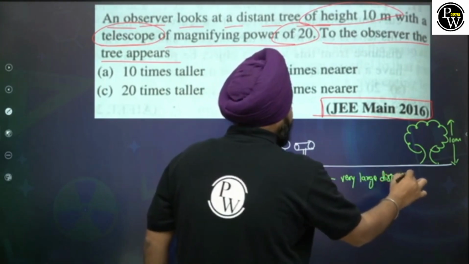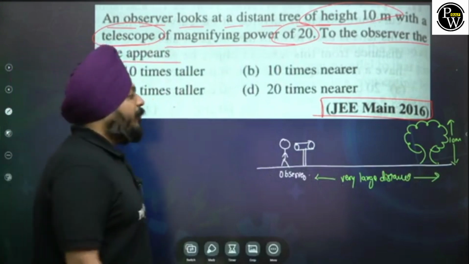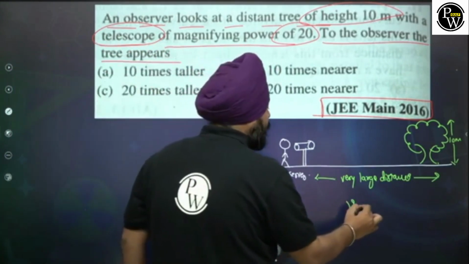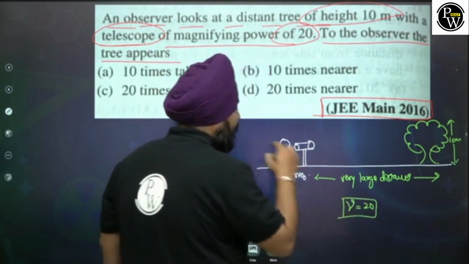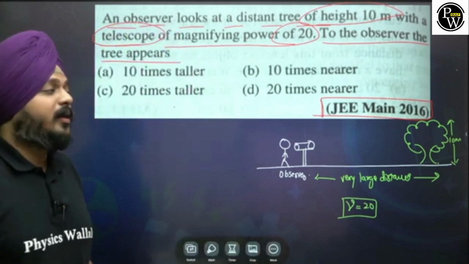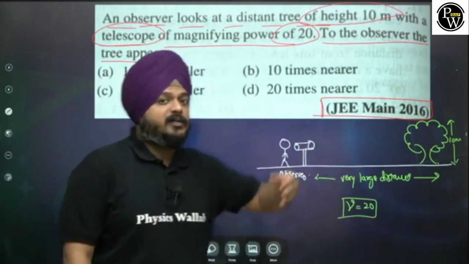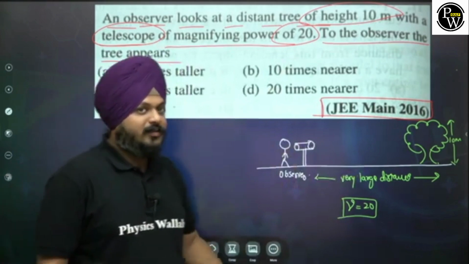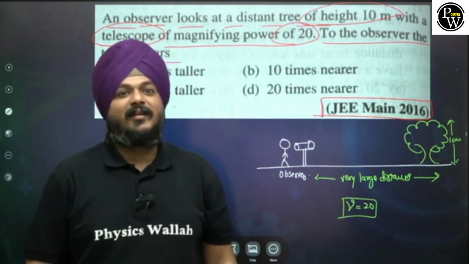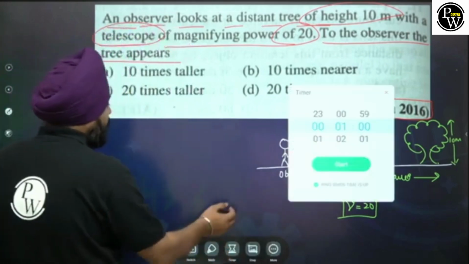Now, the question states that the magnifying power is 20. Then to the observer, how does this tree appear? So without wasting our time, I think we should give you all 1 minute to solve this question. Come on.